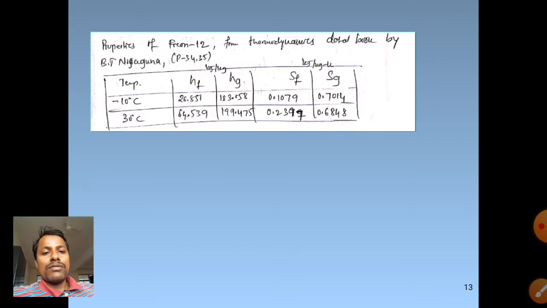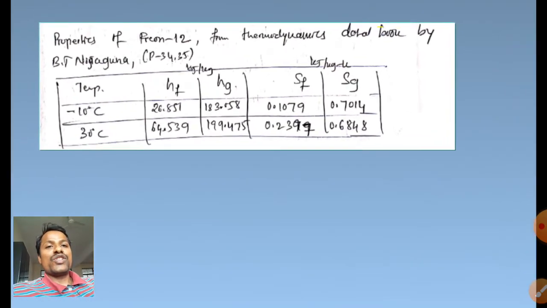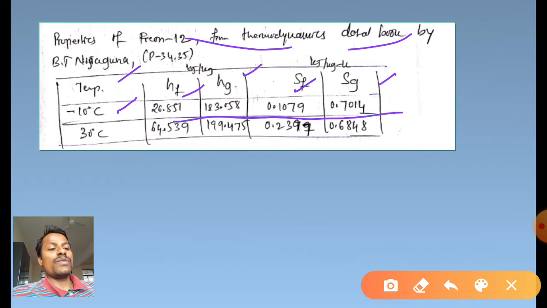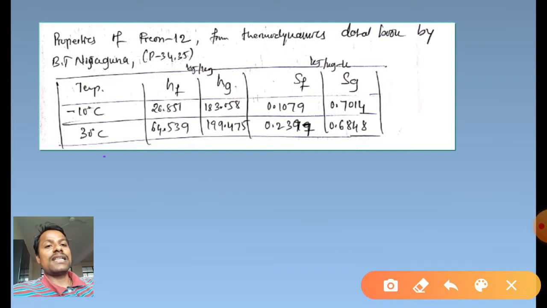After understanding this, we can note down the properties for Freon 12 from the data handbook at the given temperatures. The properties of Freon 12 are mentioned here from the data handbook. At temperature minus 10 degree Celsius, I have HF, HG, SF, SG values, that is, these are the values from the table. Then at 30 degree Celsius, I have HF, HG, SF, SG values.